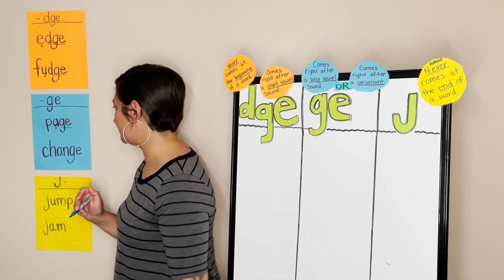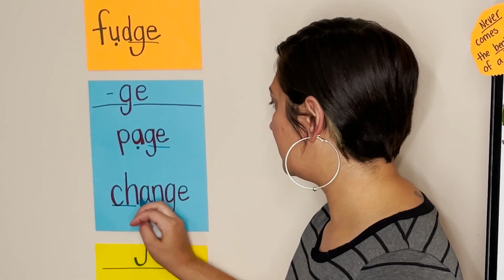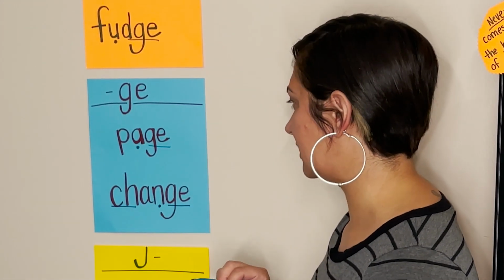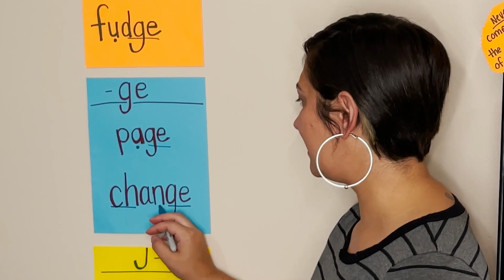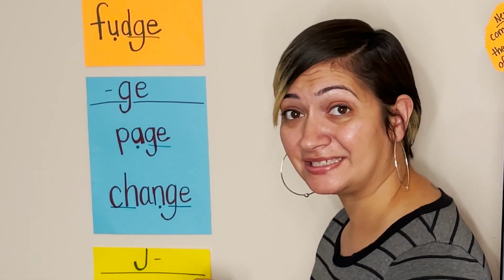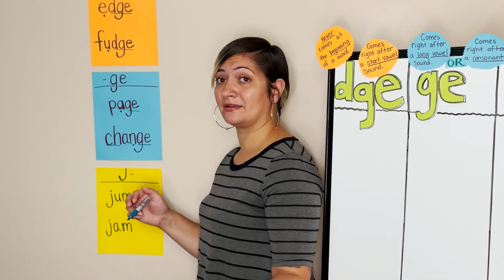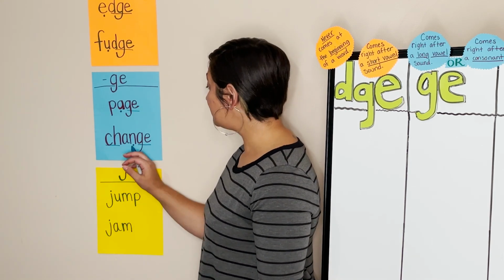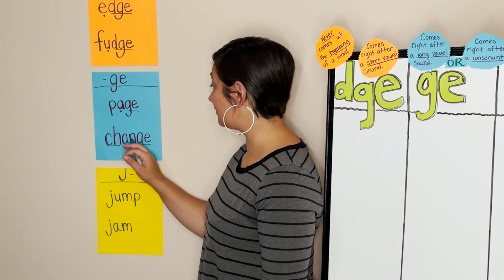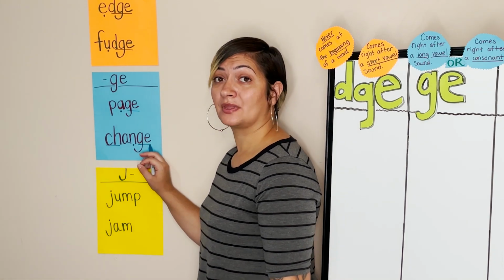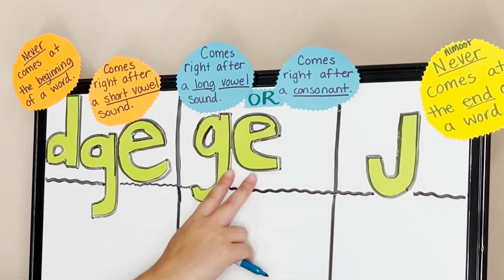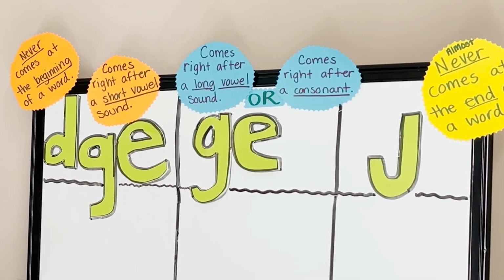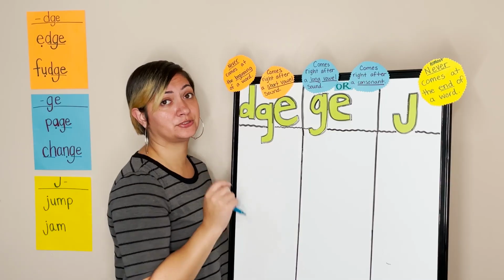Let's look at an example for that one. I have here a blend, okay, and there's my consonant before the J sound. We have change. Change. Like you might get change back when you go to a store. You give them money, they give you your change. But when you hear the n, that's the consonant before the J sound. All right, so G-E is used with long vowel sounds before the J or consonants before the J.